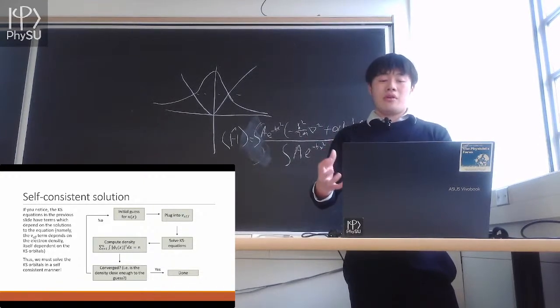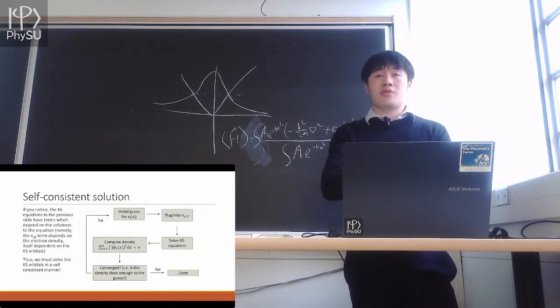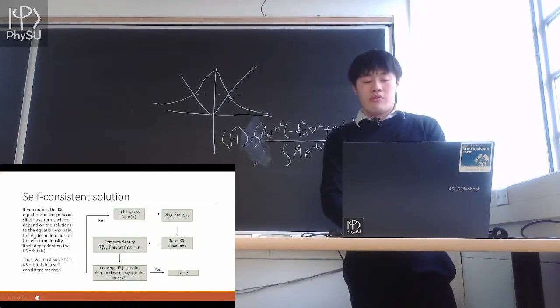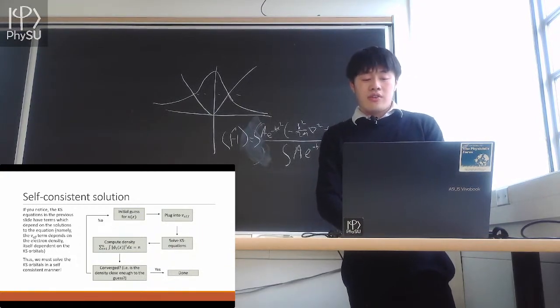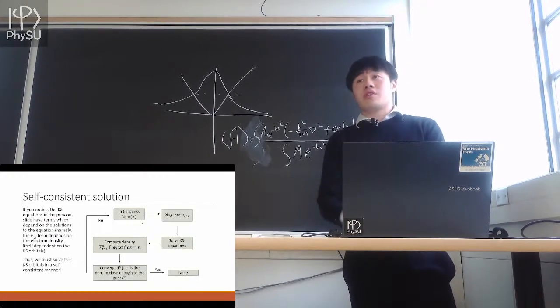There's no reason why, when you solve for this system, you should get the same density as the initial guess. So you solve for this density, and then you check if this new density has converged. Essentially, is it close enough to your original guess? If it's not, then you repeat this process. Now you take this new density, plug it into the effective potential, and solve the Kohn-Sham equations again. And you keep doing this until you reach your convergence threshold.